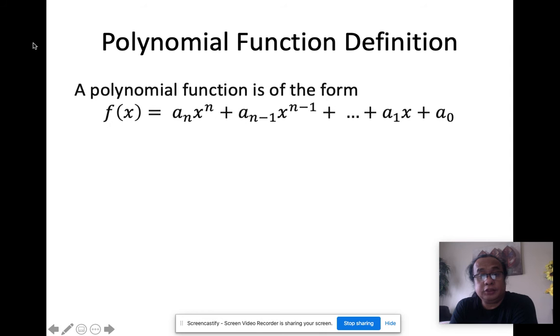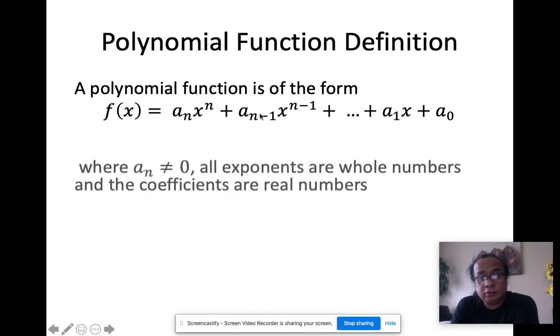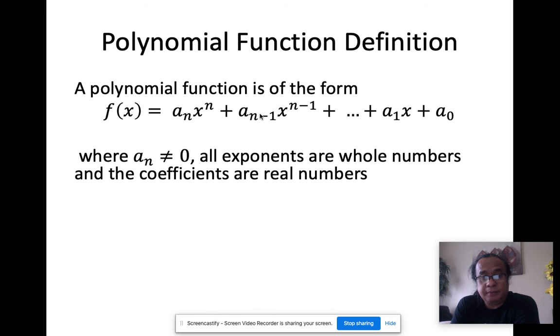A polynomial function is a function of the form f of x equals a sub n x raised to the n plus a sub n minus 1 x raised to the n minus 1, and so on and so forth, until you get to the last two terms, which are a sub 1 x plus a sub 0. All these a sub n's are constants, but in this case a sub n should not be equal to 0. These are all numbers, so the coefficients are real numbers.